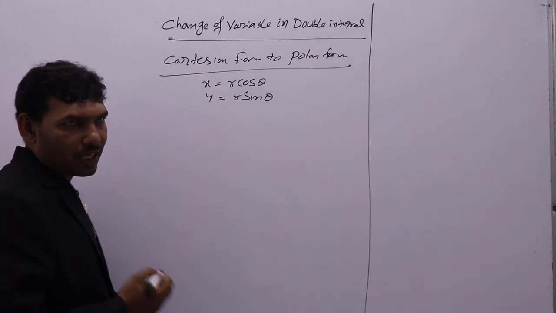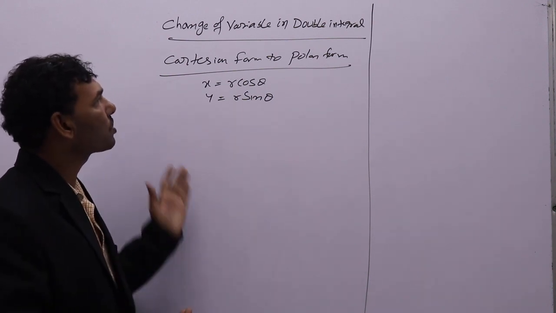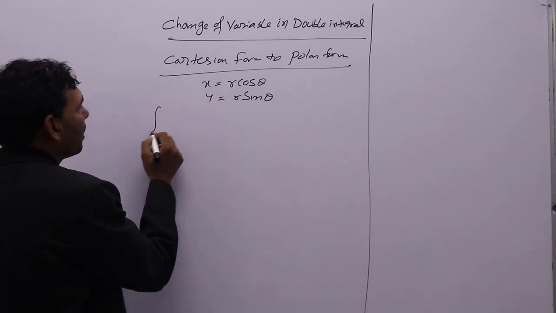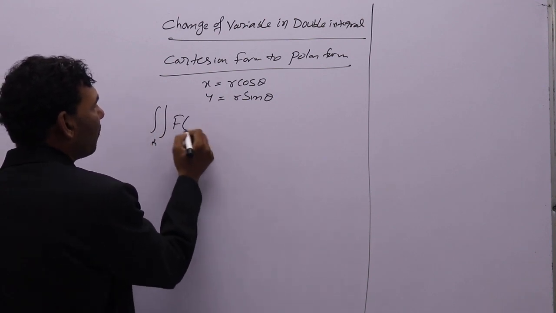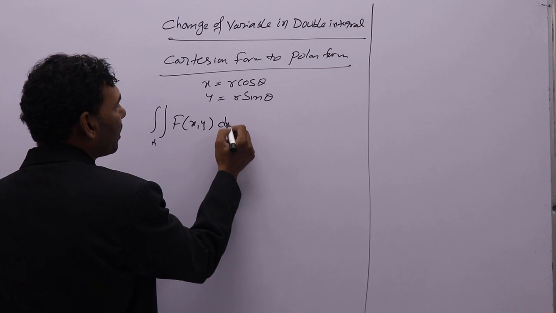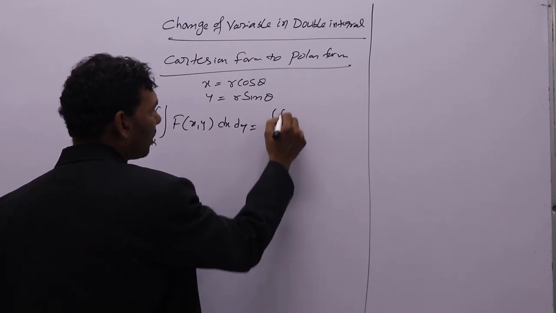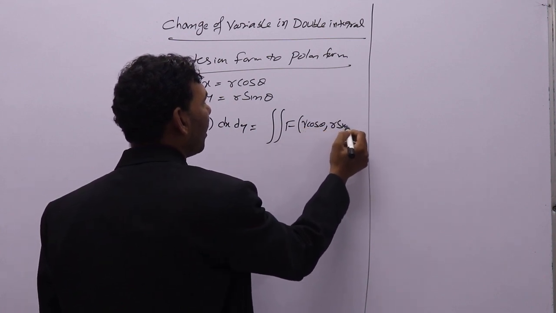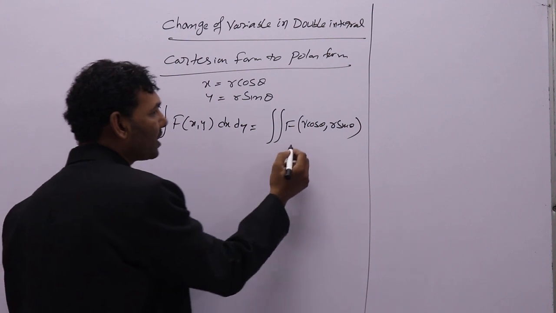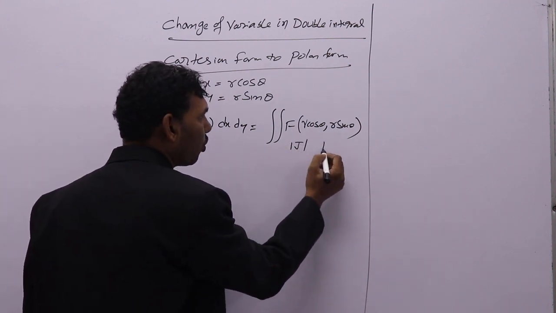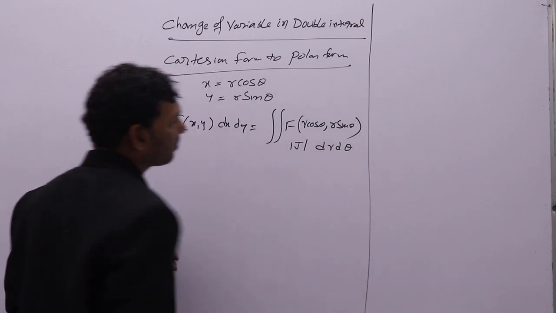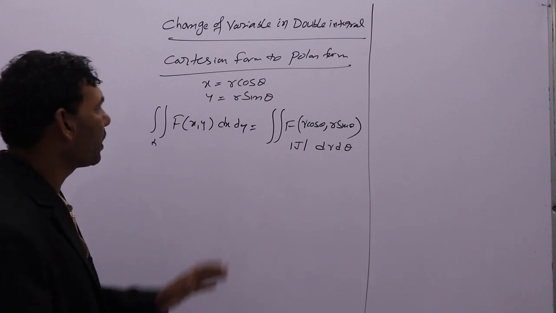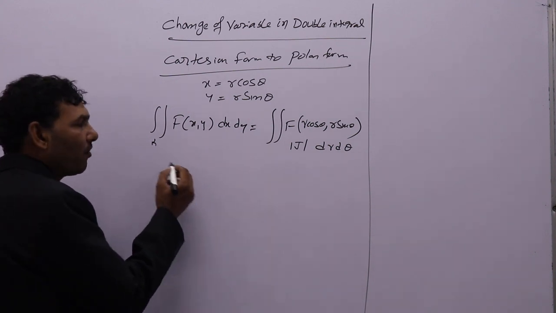And the general standard formula to transform a double integral from one variable to another: double integral over R of f of x comma y dx dy equals double integral of f of r cos theta, r sin theta. So for dx dy, here you need to evaluate the Jacobian, next dr d theta. So the Jacobian of r cos theta, r sin theta, we need to write. You know how to evaluate the Jacobian. If you want, I will evaluate it roughly.